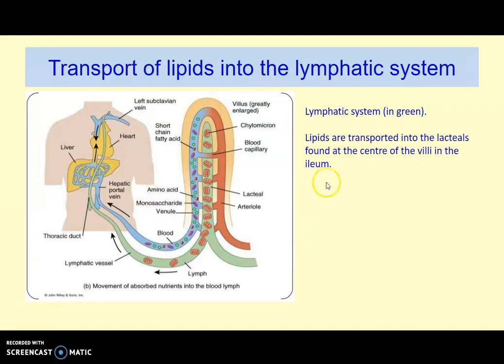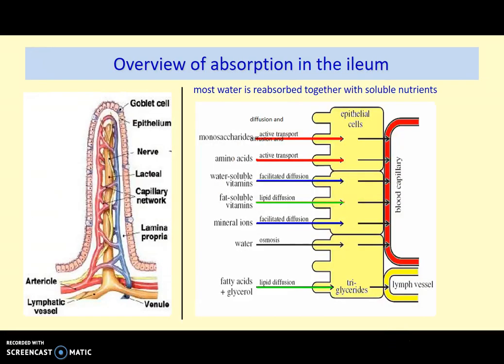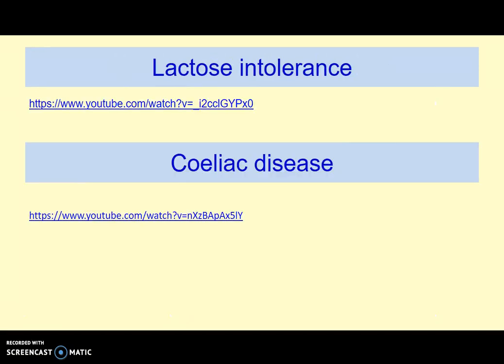Now, lipids are transported in the lacteals at the centre of the villus. They enter the blood, and once they're in the blood, the endothelial cells will hydrolyze those triglycerides into smaller molecules again, and then they can diffuse into cells to be used. Lipid absorption is a little bit more complicated, so it's worth going back over this and making sure you understand each part. This is an overview of absorption in the ileum, so take your time to look at all the different molecules and where they're going, and that is absorption.